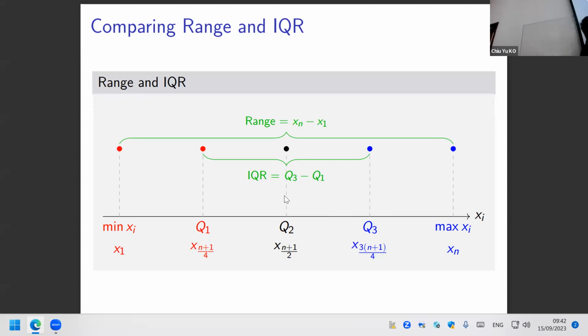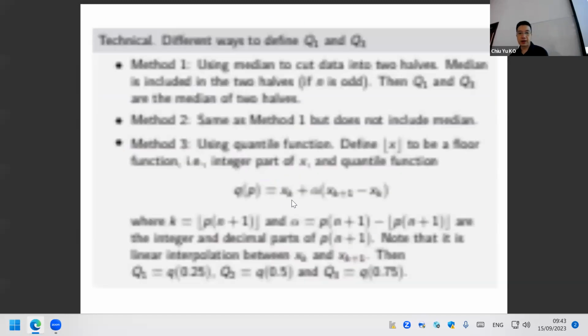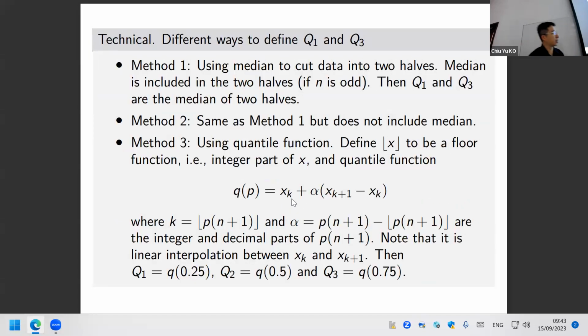But of course, what we actually do is not the median. We just take the 25th percentile and the 75th percentile directly. That is method 3, and you will see later in Excel, they call it quantile exclude. It will be this one.